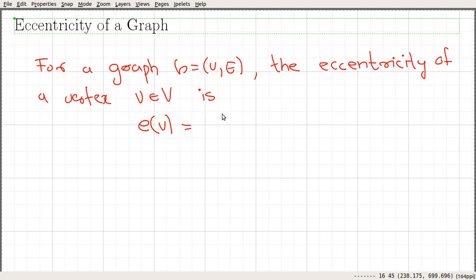So it is equal to the maximum over all distances from v to u for all u element of V. So here what we do is we consider the distance between v and all other vertices in the graph, and we take the maximum, and that will be equal to the eccentricity of that vertex v. Let me give one or two examples.